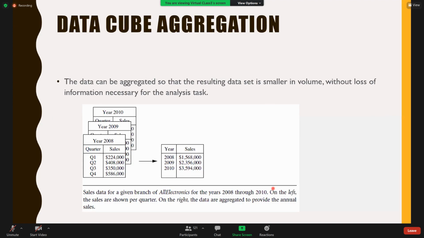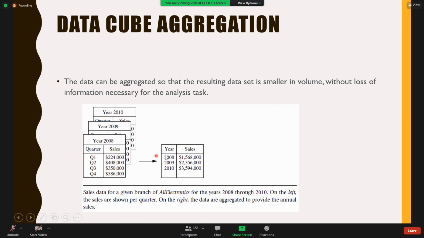One more technique for data reduction is data cube aggregation. The data can be aggregated so that the resulting data set is smaller in volume without loss of information. Here you can see this is sales data, yearly data: 2008, 2009, 2010. For every year, we are storing the quarterly sales. This is sales data for the AllElectronics branch from the years 2008 to 2010, given in quarters.